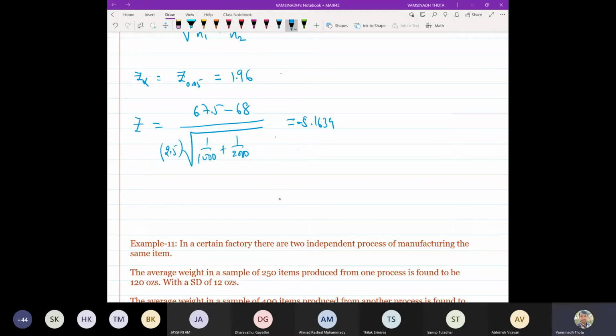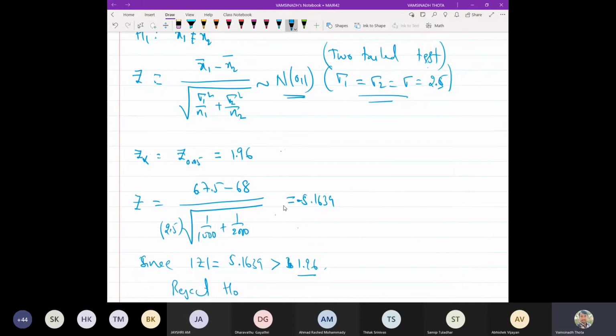Now look at the calculated value. Since the mod z value, that is 5.1639, is strictly bigger than 3, straight away we can decide to reject it. Or else, since the critical value is also there, 1.96, the calculated value is bigger than the critical value. Thus, reject H naught.